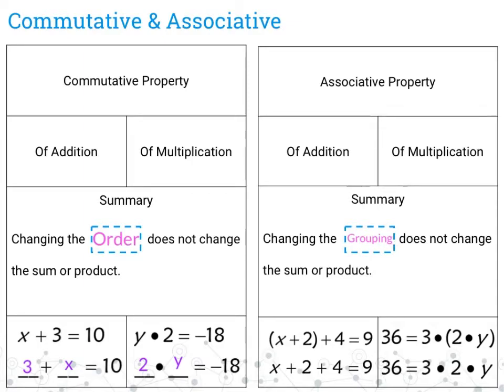So we've got a couple of examples down there. I've got x plus 2 inside the parentheses, plus 4 on the outside. So if I'm going to change the grouping, I'm going to just move the grouping around the 2 and the 4 instead. And again, it will give me the same thing as 9. And looking at the multiplication side of things, I've got the parentheses around the 2 and the y. So I'm going to shift the grouping to be around the 3 and the 2. And again, the answer will end up being the same. So again, that's the commutative and associative property. Applies to both addition and multiplication. Let's go ahead and take a look at some more properties.